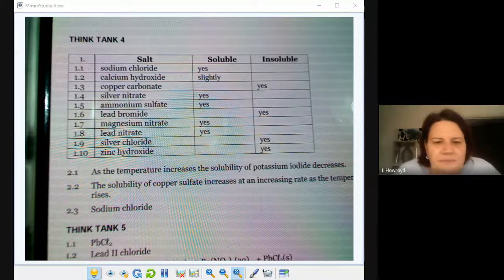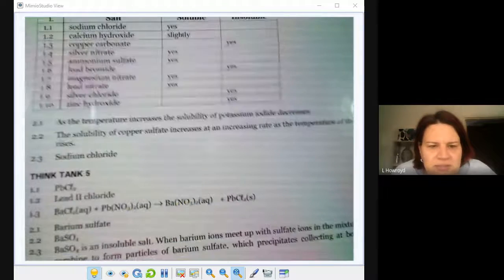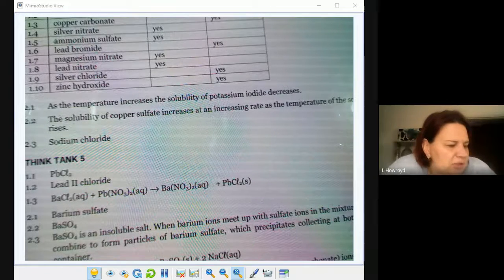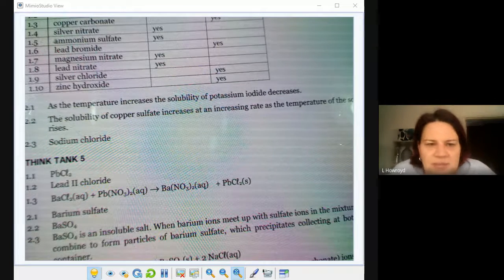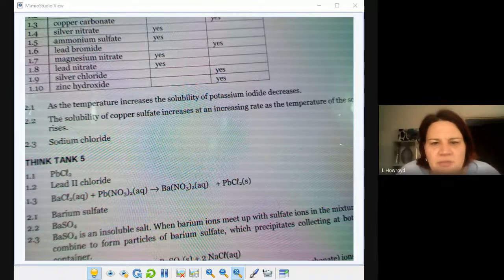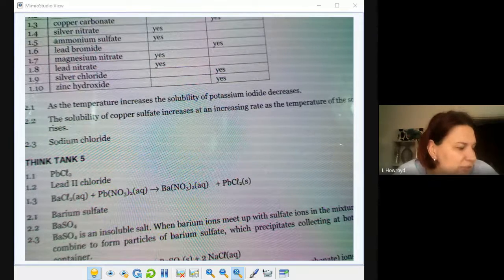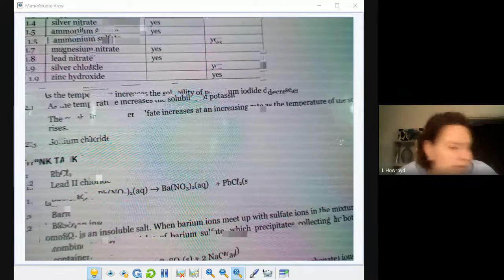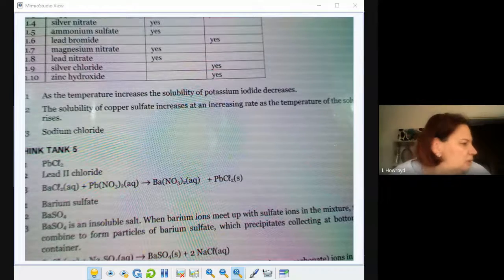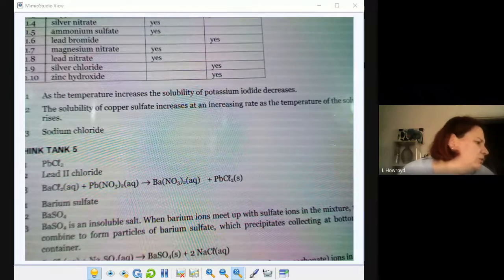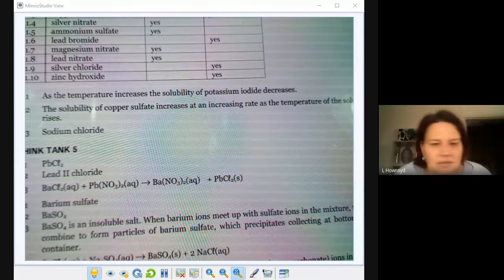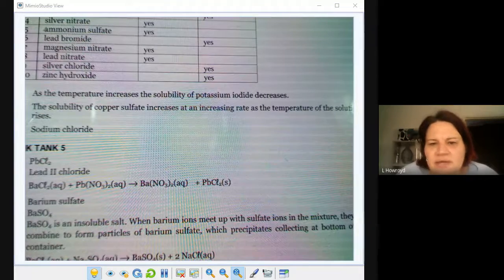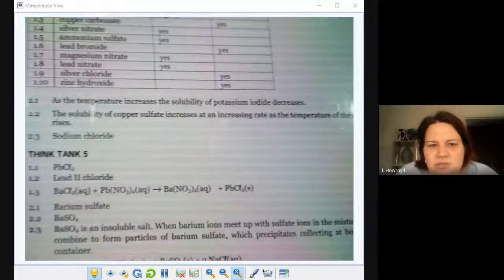Yes, ma'am. Okay, so the next part was to describe the relationship between the temperature and the solubility of potassium iodide. As the temperature increases, the solubility of potassium iodide decreases. You could see that on that graph. Then the next question was to describe how the solubility of copper sulfate is affected by the increase of temperature. The solubility of copper sulfate increases at an increasing rate as the temperature of the solution rises.